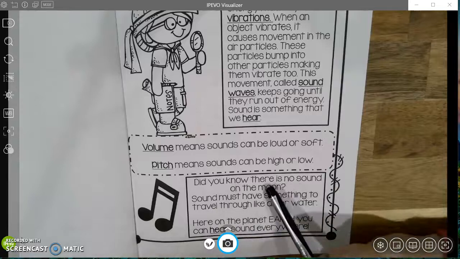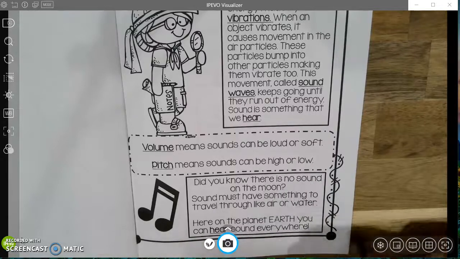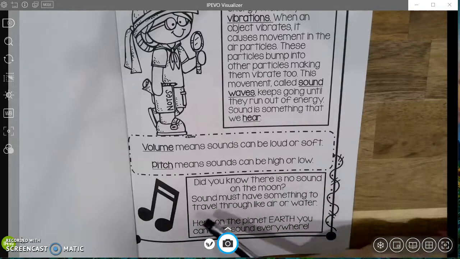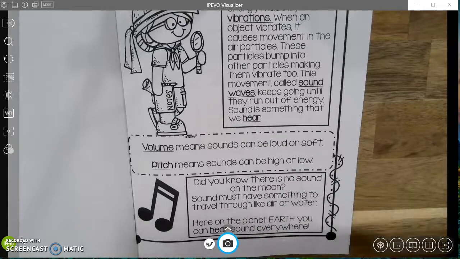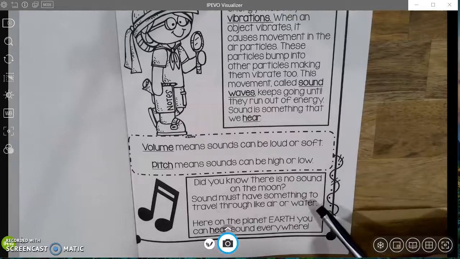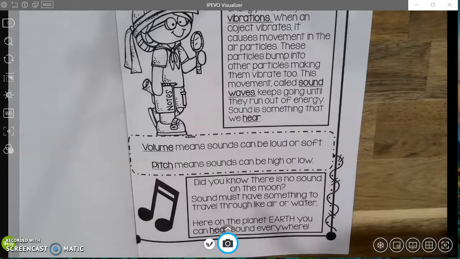Did you know there is no sound on the moon? That's interesting. Sound must have something to travel through, like air or water. I know that the atmosphere is different on the moon, so I wonder if that's why there's no sound on the moon.